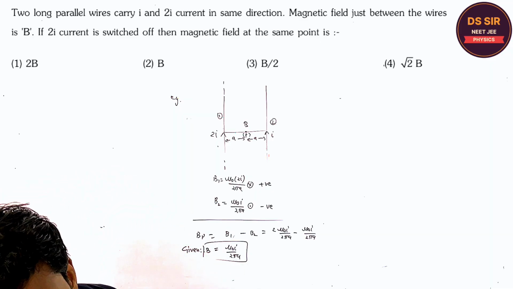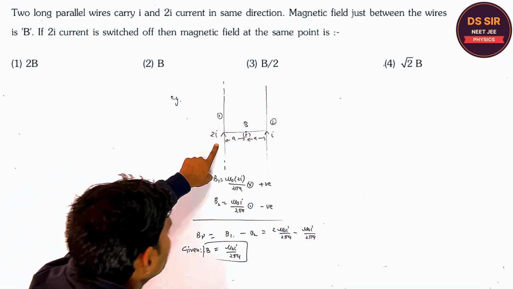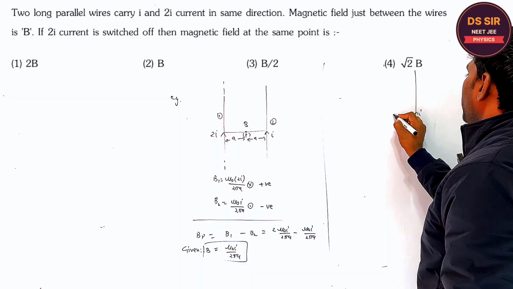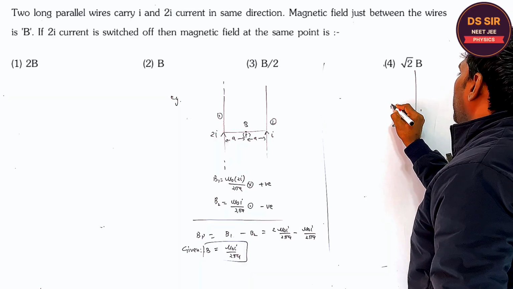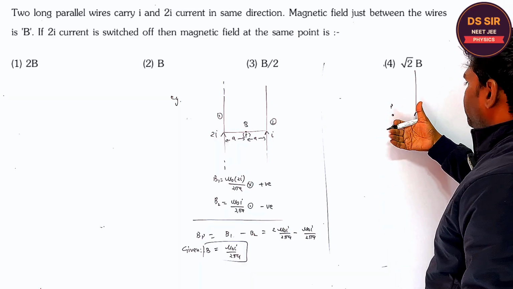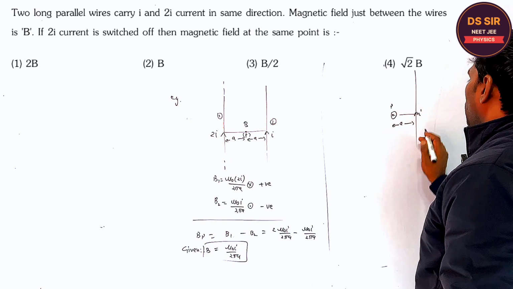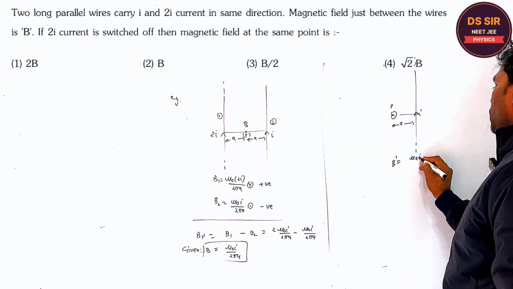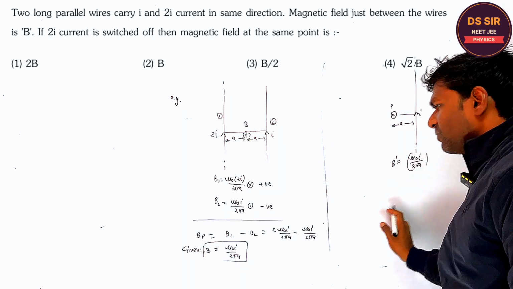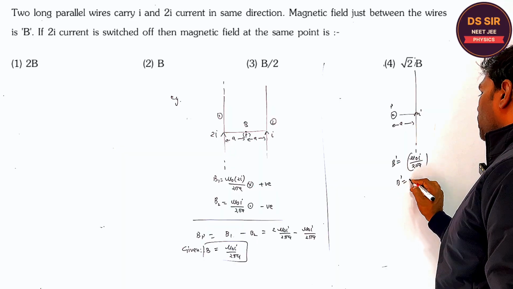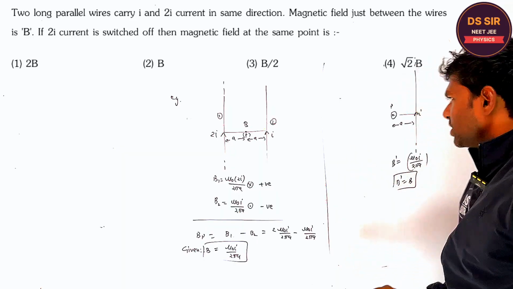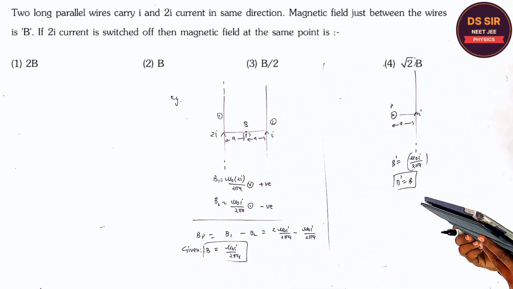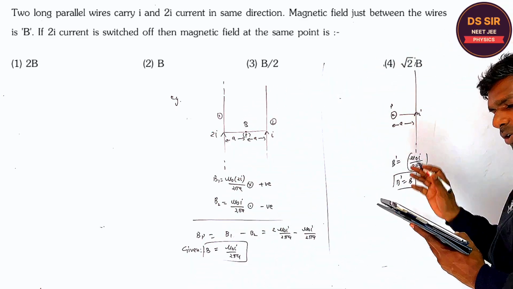Now the 2I current is switched off. If it is switched off, only the current I remains at distance a from the point P. The magnetic field will be out of the board due to this wire. B dash will be equal to mu naught I upon 2 pi a, and its value we have found equal to B. So the magnetic field is B, right? Which option is the correct option? The second option, right? Copy this.